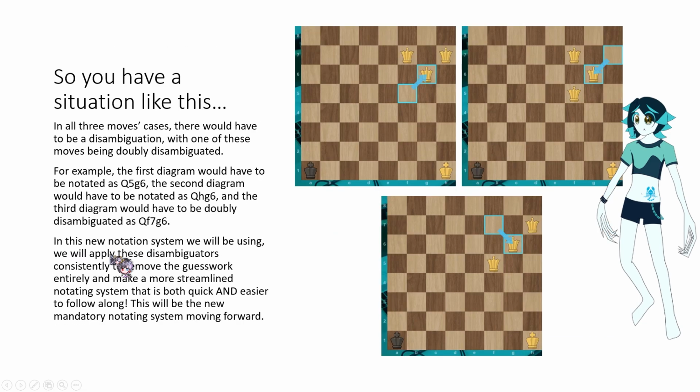Okay. So you have a situation like this. Obviously this is the classic example of a disambiguator scenario. Obviously this would have been queen 5 g6, and this would have been queen h g6. This isn't queen g6. You should know better than that. But this in particular, because there's a queen on the same file and a queen on the same rank, would have had to be doubly disambiguated, and it would have been written as queen f7 g6 if it were written correctly. Chances of that happening is literally 0, but I do have a solution for that. You will see it very soon. It will make sense very soon.